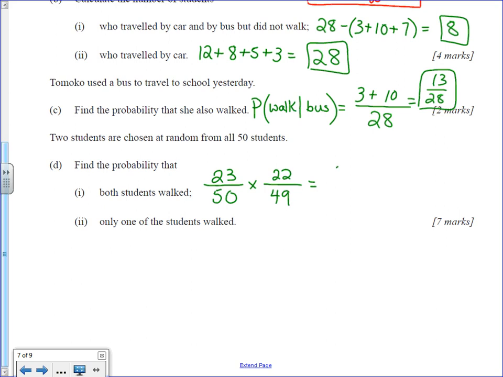So now I'm going to multiply the first student's probability by the second student's probability. You can leave your answer as a fraction. It'll be 506 over 2450. Or you can do it as a decimal to 3 significant figures. You could even go and turn it into a percent, but I'd rather you just leave it like that. The fewer steps we do, the less error we're going to have. Okay, and then the last one. Find the probability that only one of the students walked, if you're picking out 2 at random.